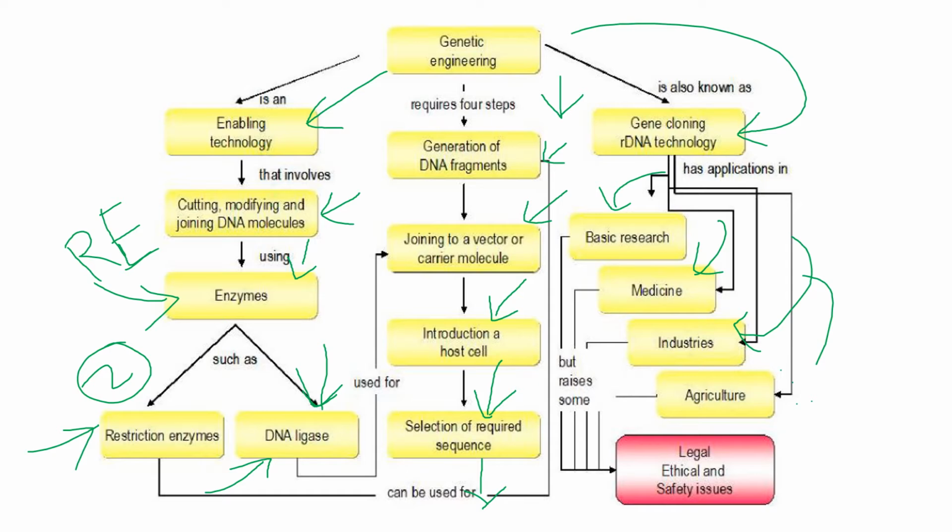But all these finally have certain issues: ethical issues, legal issues, safety issues, where certain committees are there which will permit whether to carry out particular research on a particular crop or on a particular animal. So this is how the term genetic engineering can be described.